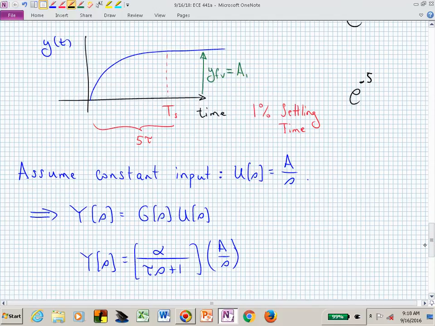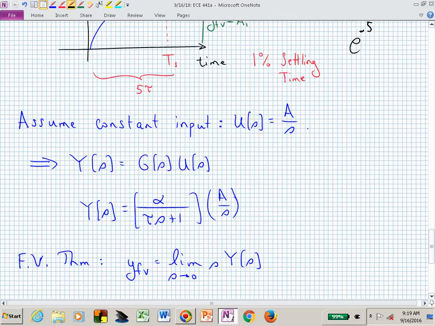What are we trying to do? We're trying to find alpha and tau. It may be that somebody gives us this exponential curve. If they do, then we can immediately identify when we finally reach 1% of our final value. A lot of times that's just an eyeball, but that's close enough. You can just say, I'm going to draw my line here and call that capital T sub S. That's now 5 time constants, or 5 tau. And you can measure the final value that you reach, which is what we're labeling as A sub 1.